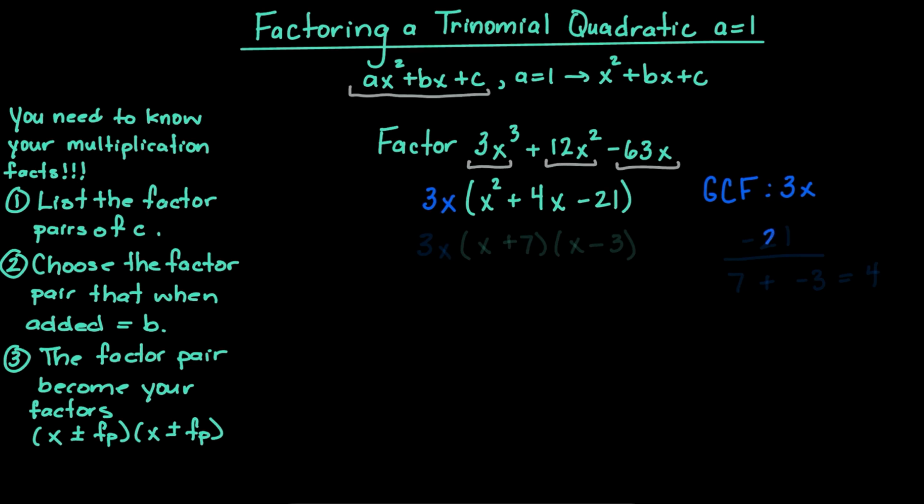Our C value is negative 21. We know when our C is negative, we have to list the factor pairs with one of them negative. But I know 7 plus negative 3 equals positive 4. So my factor pair is 7 and negative 3. So we have x plus 7 times x minus 3.